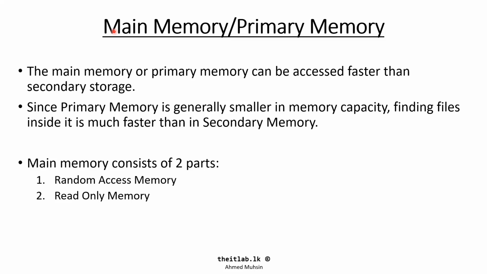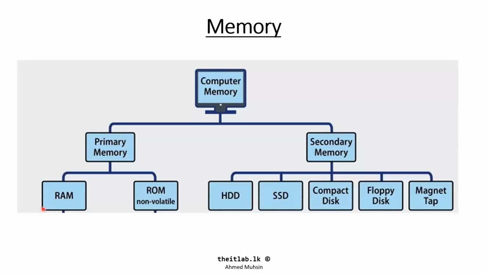Now, something very, very important about primary memory is that it can be accessed faster than secondary storage. Both these devices have a unique feature, which is that they can be accessed much faster. Accessed as in reading data from it and writing data to it happens much faster than any storage in secondary memory. That is an extremely important feature to keep in mind.